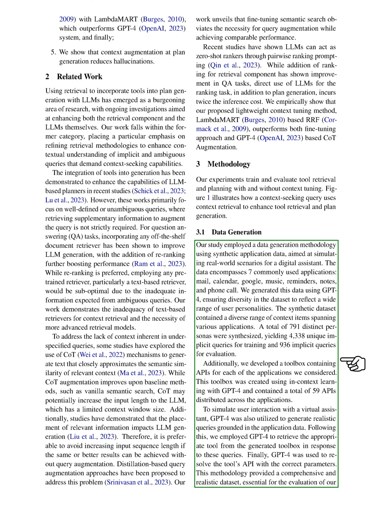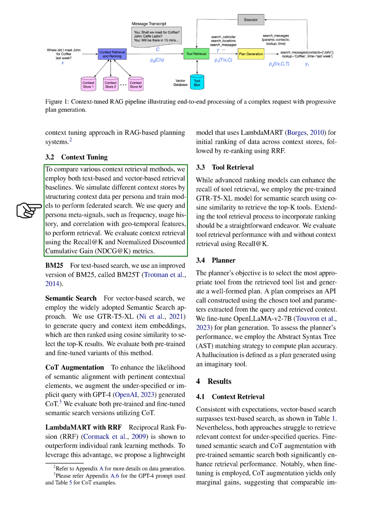Section 3.2 Context Tuning. In this section, we'll discuss our method of comparing different ways of retrieving context. We use both text-based and vector-based methods for this. We create different context stores by organizing context data for each persona and train models to carry out a federated search. We use query and persona meta-signals, like frequency, usage history, and correlation with geotemporal features, to carry out the retrieval. We measure the effectiveness of context retrieval using the recall at K and normalized discounted cumulative gain, NDCG at K, metrics.